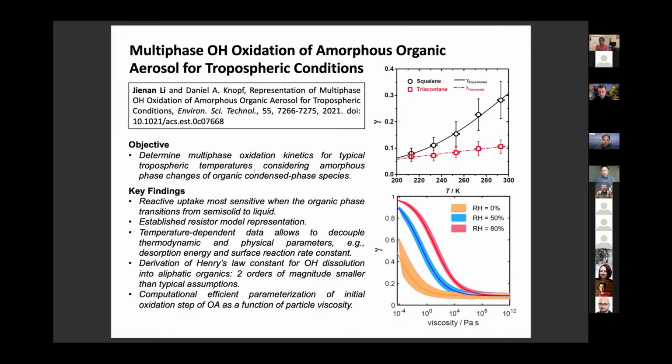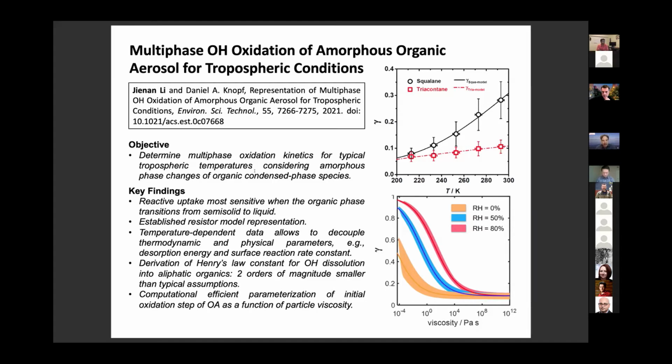For example, squalene and triacontane, and we consider the amorphous phase transition, so the reactivity in squalene going from solid to liquid increases dramatically, whereas triacontane stays at much lower reactivity as it is solid the whole temperature range. So a vast data set that allows us to decouple, for example, desorption energies from surface reaction rates, because we have temperature as a third dimension.